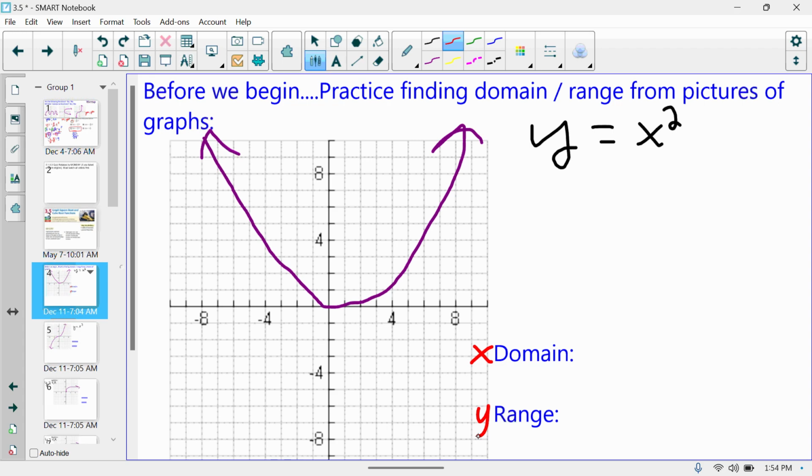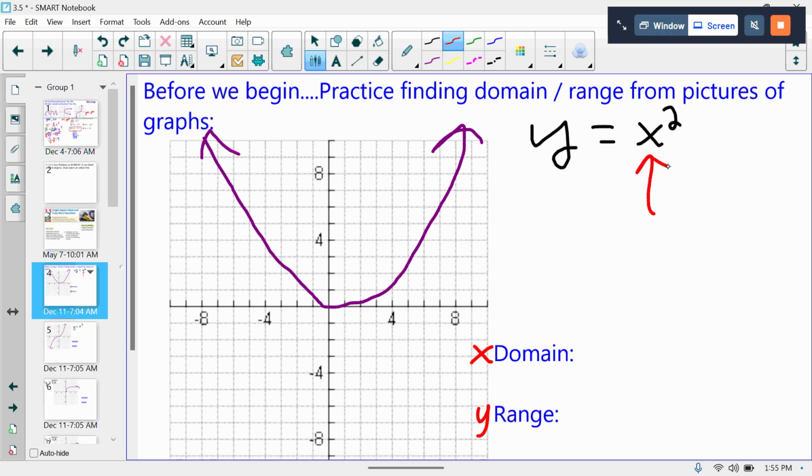So we're going to get into it now. So domain means, what can I plug in for x? Well, you can plug in anything you want. Think about it, could you square a negative number? Yes, like -4 squared, you can do it. It would just become +16.